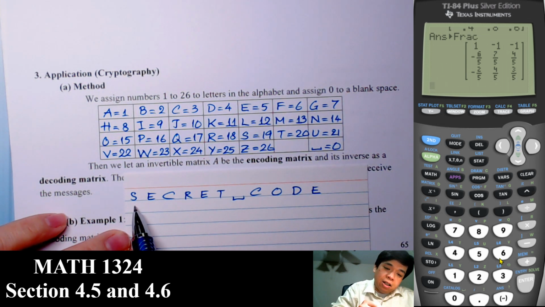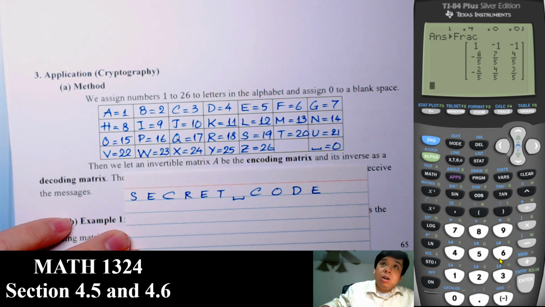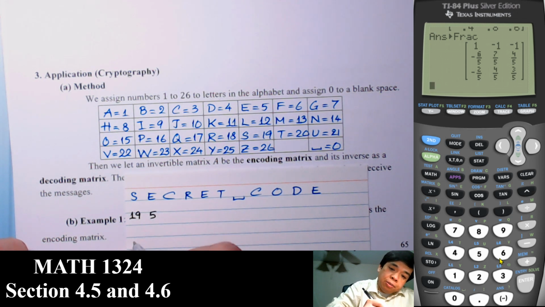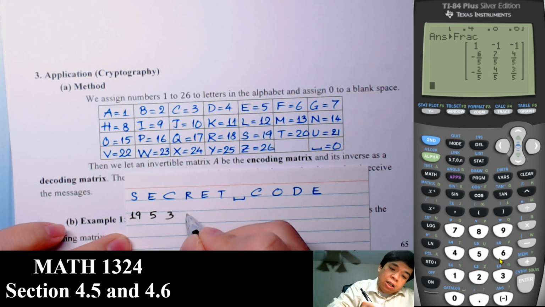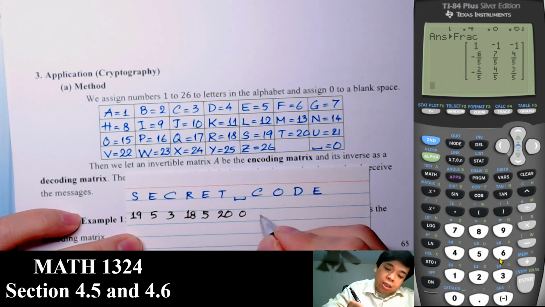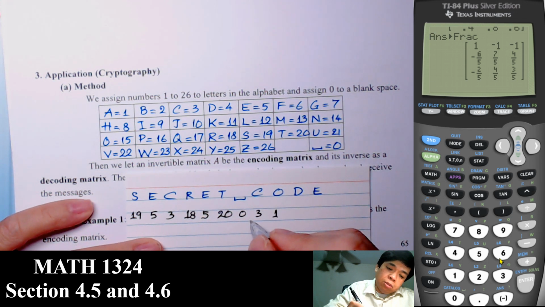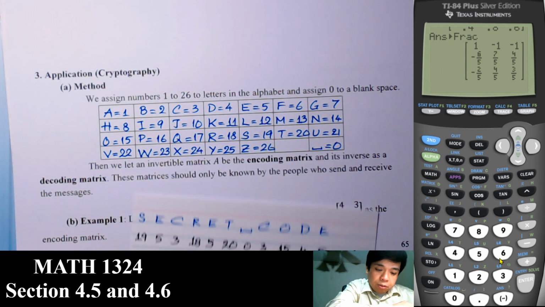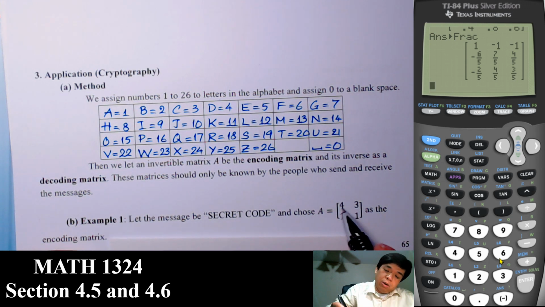S is 19. E is 5, C is 3, R is 18, E is 5, T is 20, space is 0, code: C is 3, O is 15, D is 4, E is 5. So let the message be that, and the matrix will be 4 3 1 1.